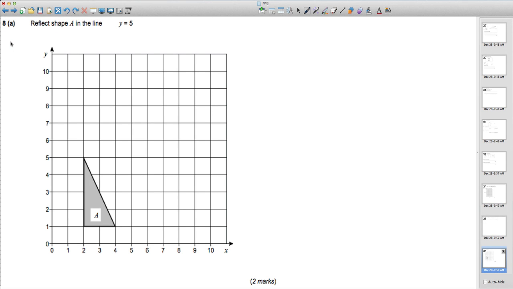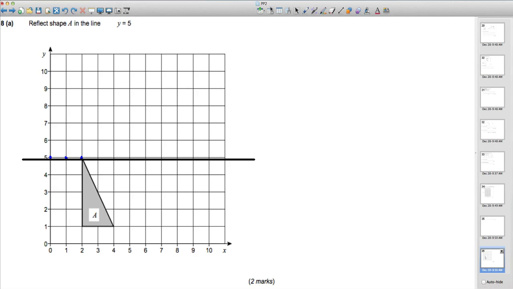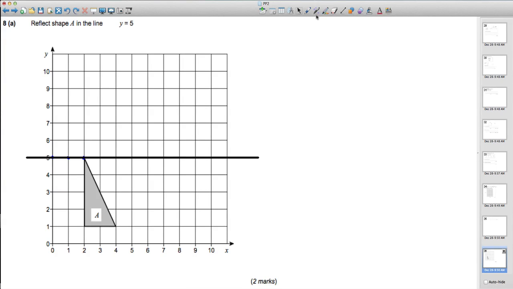Okay, reflect A in the line y is 5. Firstly, draw your mirror line. y equals 5. All the points where y is 5, for example 0, 5, 1, 5, 2, 5, with a bit of thought, it's just that line there. And you want to reflect that shape, so this corner stays where it is. This corner is 1, 2, 3, 4 away, and this corner is 1, 2, 3, 4 away, so 4 away again. And it's a reflection, so it's simply this. Very, very easy there for 2 marks.